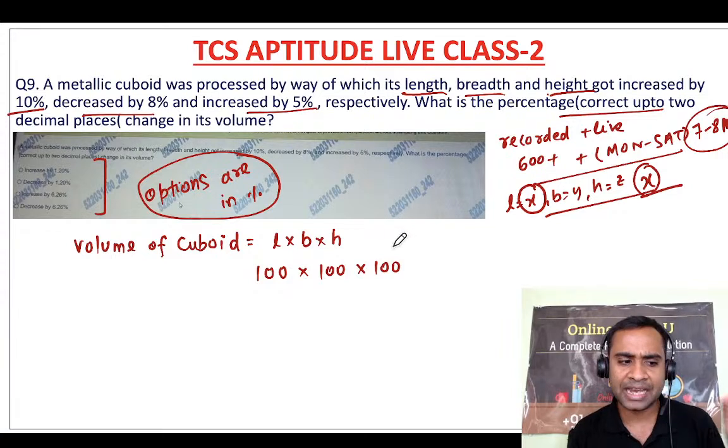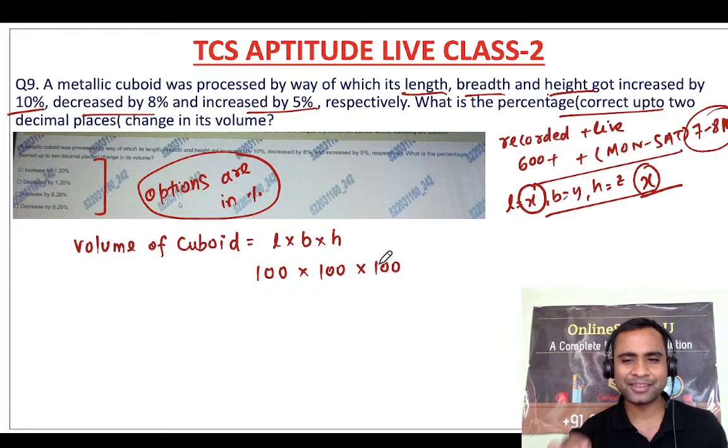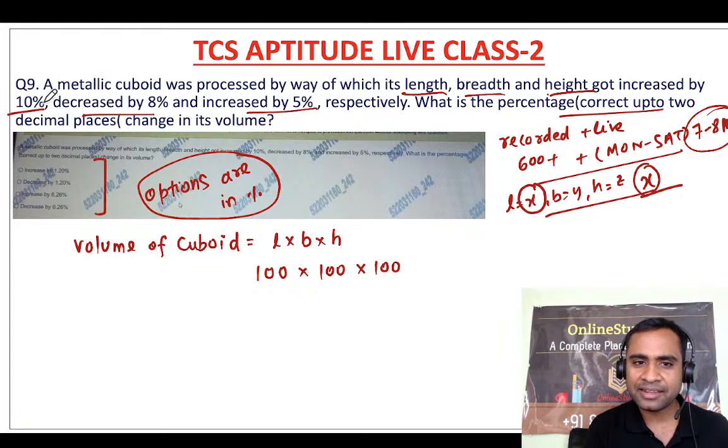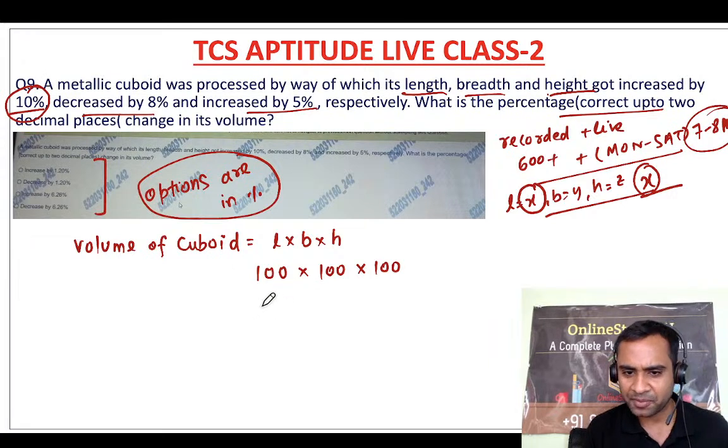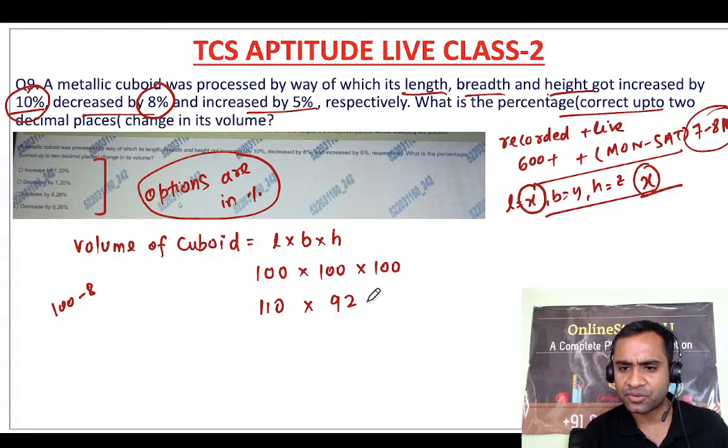So you are free to assume any value, right? Okay, so yes, you are right. X means always a problem. Now length is increased by 10%. 10% means it will become 110. Breadth is decreased by 8%. So 8% of 100 will be what? 8. So this will become 92. And then height is increased by 5%. So 5% of 100 is what? 5. So it will be 105.